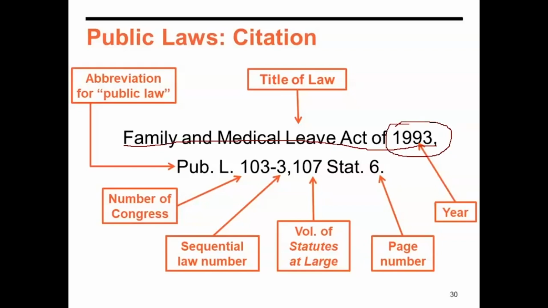Then after the title, you have the abbreviation for public law. You have the number of the Congress, and then the sequential number, which tells you that you're looking for Public Law 103-3. And then you have the Statutes at Large citation, which is the volume of the statutes at large, the abbreviation STAT, which tells you that's the work that you're looking for, the statutes at large, and then the page number. So 107 STAT 6.